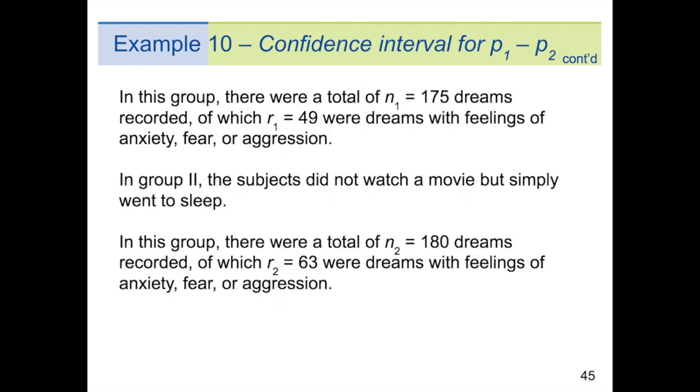In this group, there were a total of 175 dreams recorded, of which 49 were dreams with feelings of anxiety, fear, or aggression, so 49 successes. In group 2, the subjects did not watch a movie but simply went to sleep. In this group, there were a total of 180 dreams recorded, of which 63 were dreams with feelings of anxiety, fear, or aggression. So 63 successes in this case.